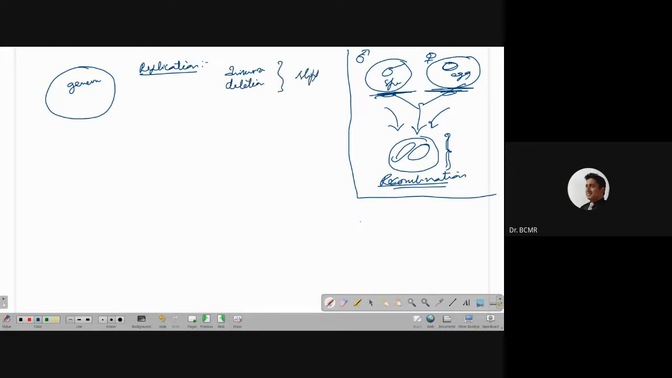I hope you know what is meant by slippage. If not, note it down. During replication, what is meant by slippage? Either the primer or the template can slip. Assume this as the primer, and the template is this. Sometimes there is a hairpin loop, and when there are sequences that are repeating, slippage can happen and result in insertions and deletions. Substitutions can happen. That is one of the ways of genetic variation. Another form of genetic variation can happen because of viruses.